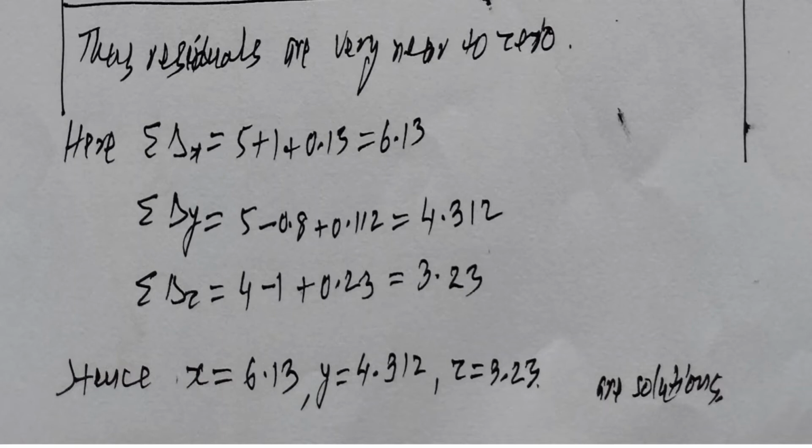Sigma delta y equal to 5 minus 0.8 plus 0.112 equal to 4.312, and sigma delta z equal to 4 minus 1 plus 0.23 equal to 3.23. Hence the solutions are x equal to 6.13, y equal to 4.312, and z equal to 3.23. Thus, the equations have been solved by relaxation method.